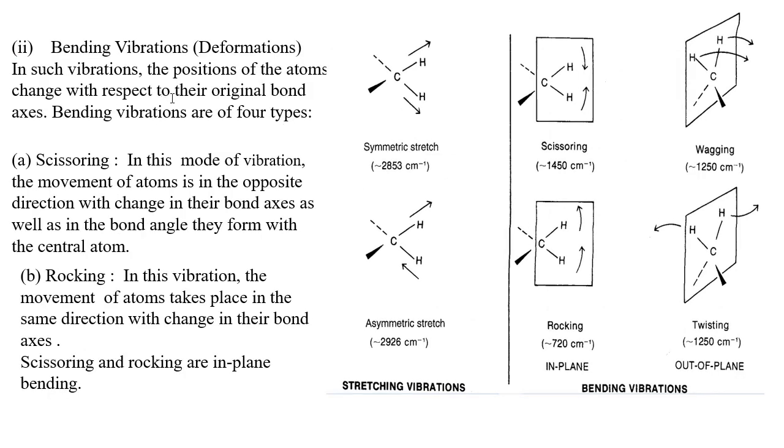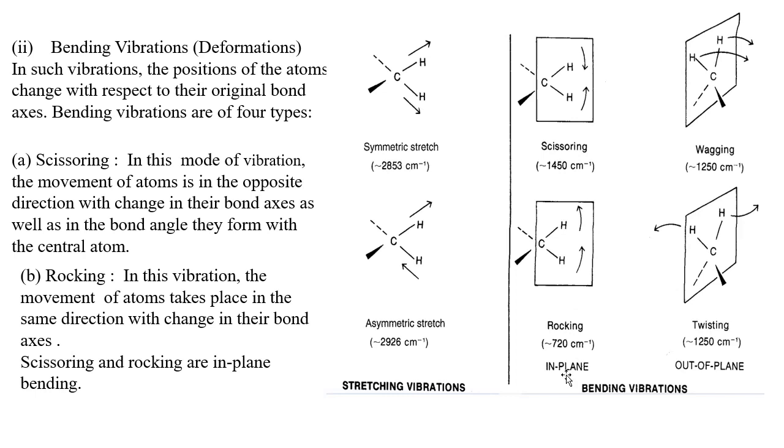In bending vibration, the position of atoms changes with respect to their original bond axis. See, these are the bending vibrations. The bending vibrations are of four types: scissoring, wagging, rocking, and twisting.